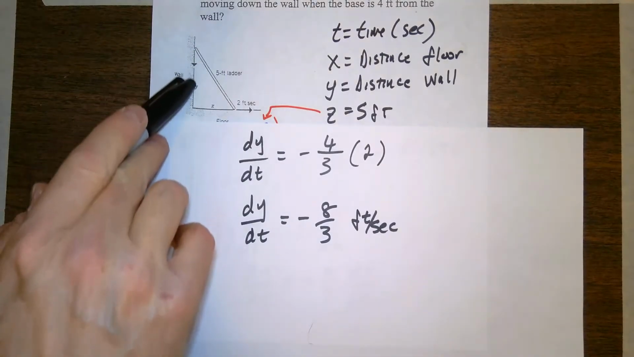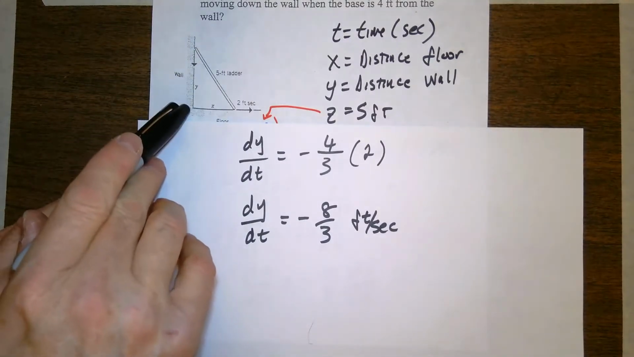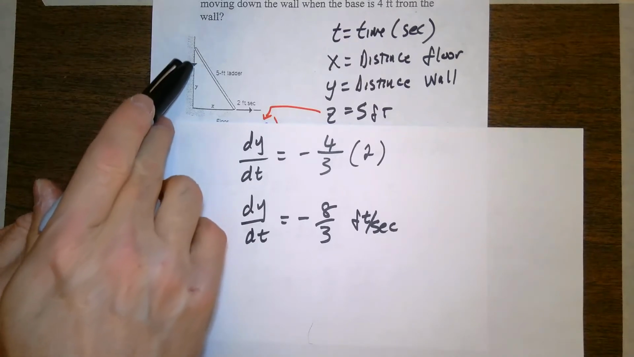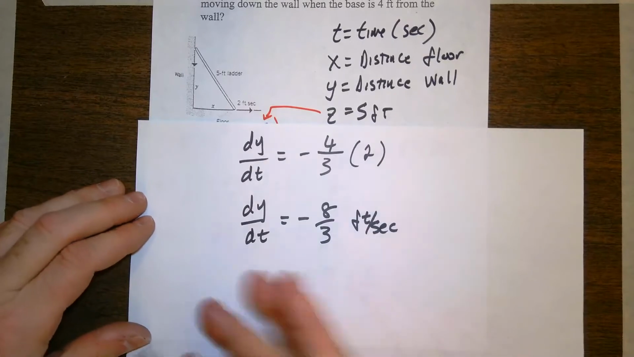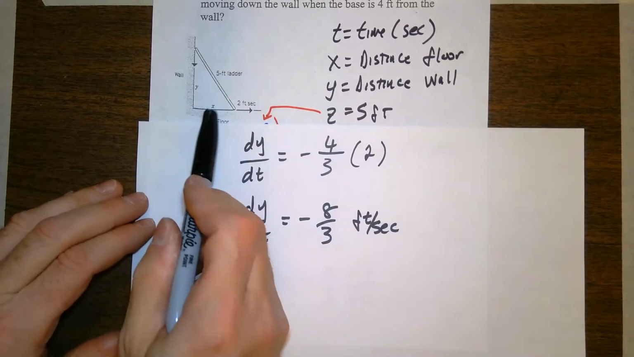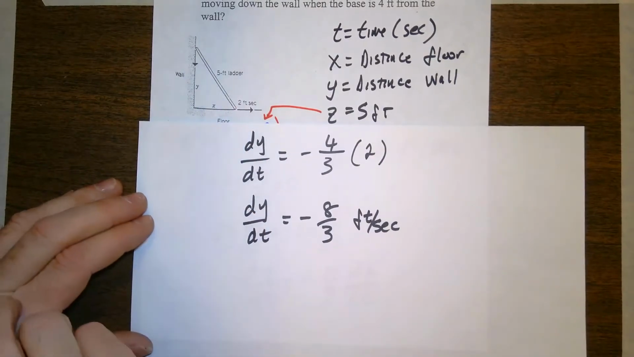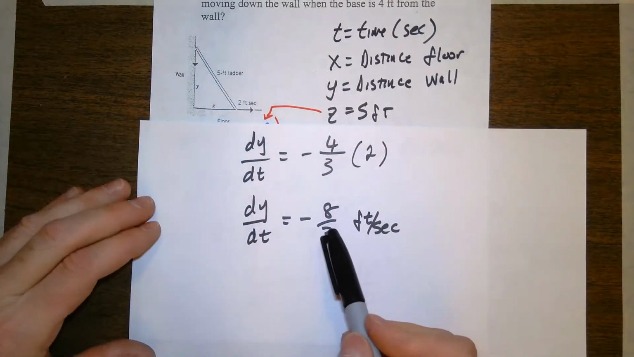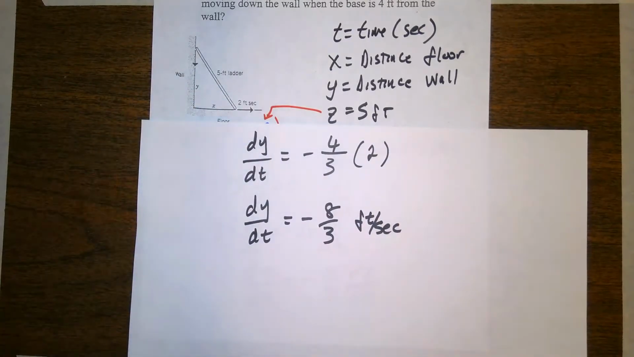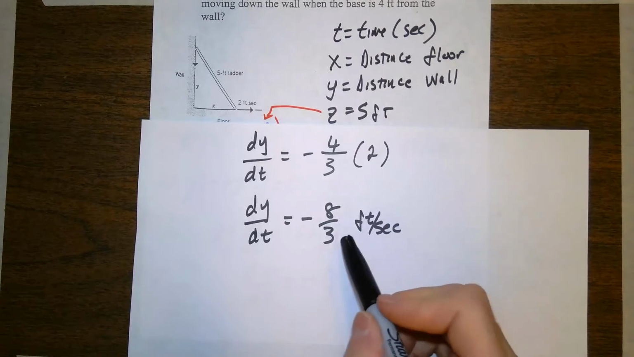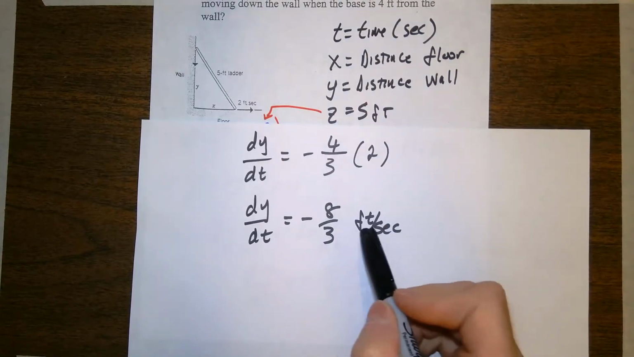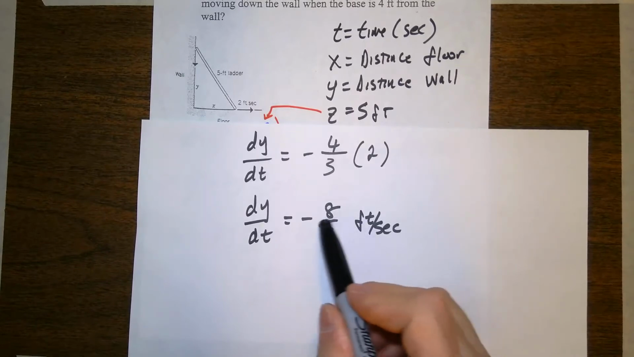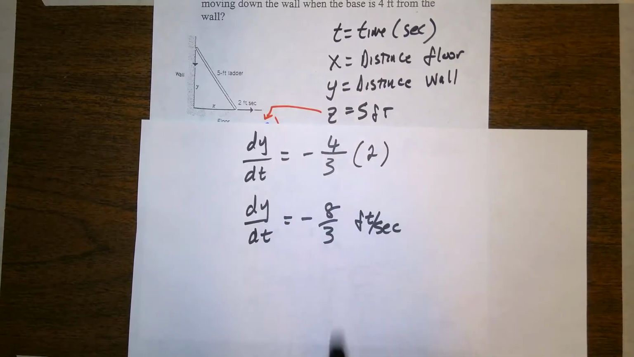It's going this way. It's getting closer and closer to the origin, if you will. The negative means it's moving down the wall at 8 thirds of a foot per second when this distance is 4 feet from the base. Before that, it was moving at a different speed. After that, it's going to be moving at a different speed. But at that instant, the instantaneous rate of change, the instantaneous velocity of the ladder, is negative 8 thirds, moving down the wall at 8 thirds.